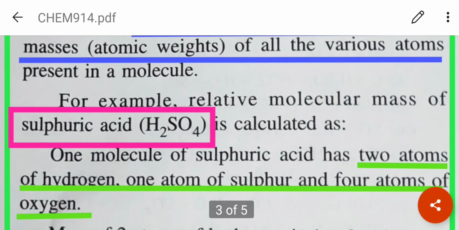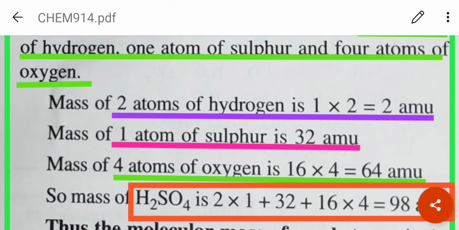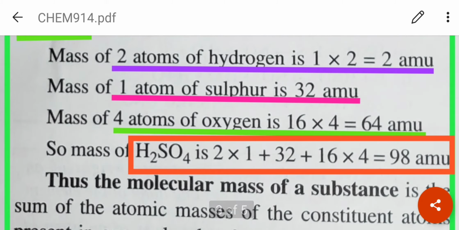H2SO4. As you can see here, it has 2 atoms of hydrogen, 1 atom of sulfur and 4 atoms of oxygen. Now, what is the mass of 2 atoms of hydrogen? 1 into 2, because 1 is the relative atomic mass. So, it's 2 atomic mass units. Mass of 1 atom of sulfur is 32 atomic mass units. And mass of 4 atoms of oxygen is 16 into 4, that is 64 atomic mass units.